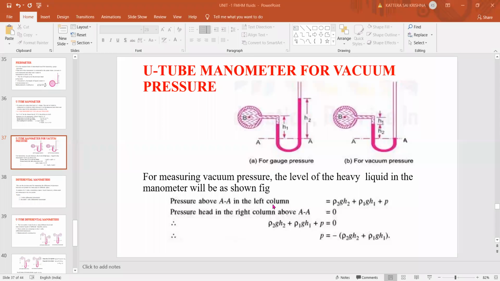Pressure above AA in the left column, if you see the left side. We have two heights, one is mercury height, one is water height. So we'll get both pressures. First, we have the pressure in the tube, or pressure in the pipe flowing fluid. That is this term P. That is unknown, so we need to write that pressure P first here.